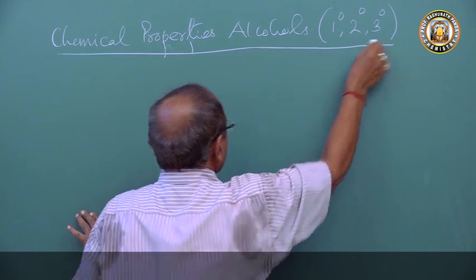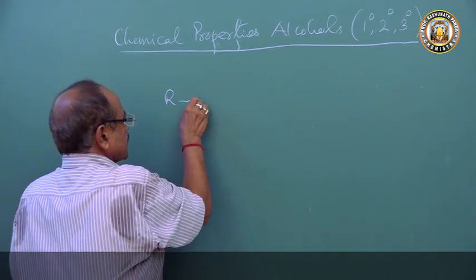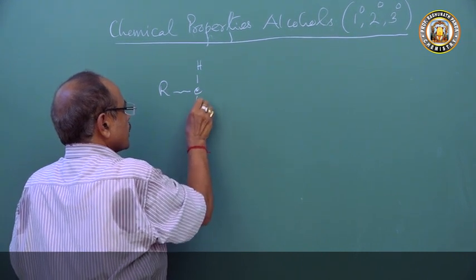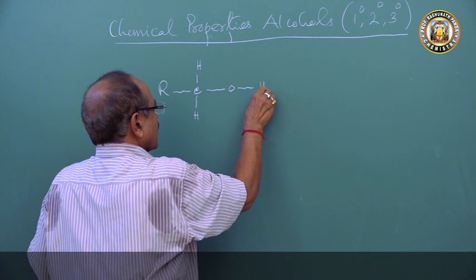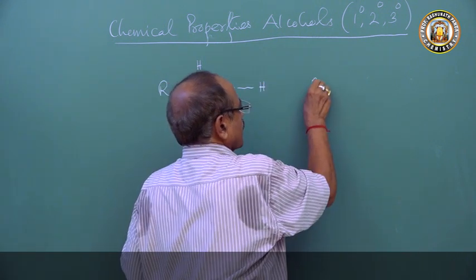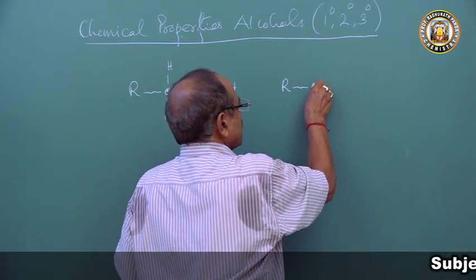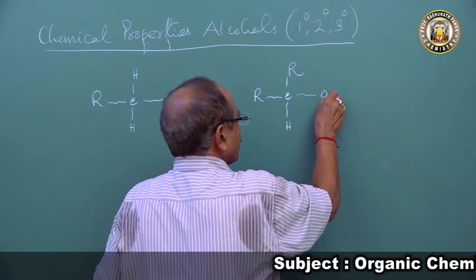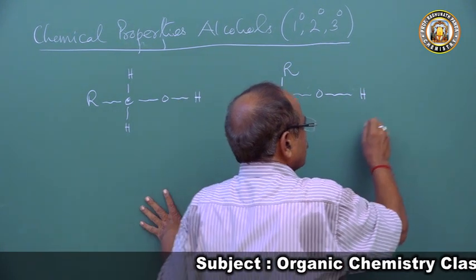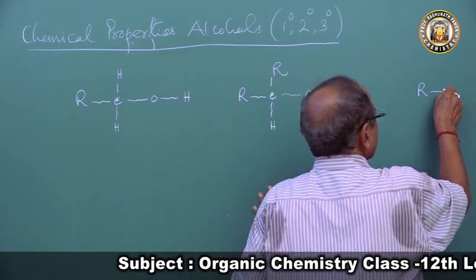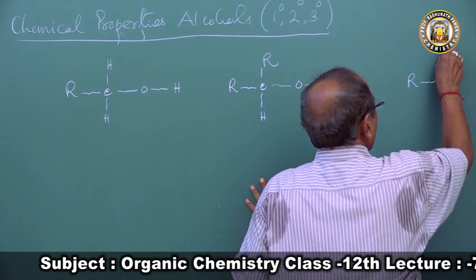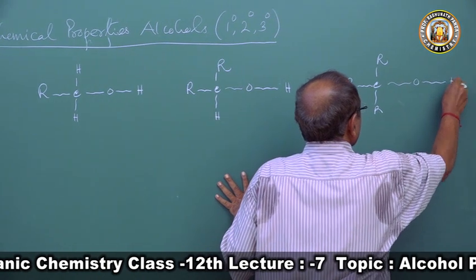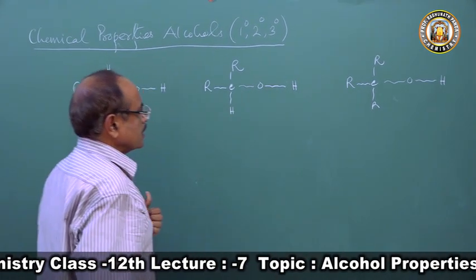Now if you look at the primary alcohol, RCH2OH, then the secondary alcohol, R2CHOH, and if you come to the tertiary alcohol, R3COH. Now there are 3 types of reactions these alcohols will give.